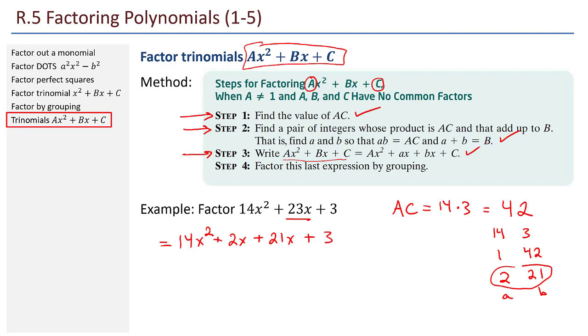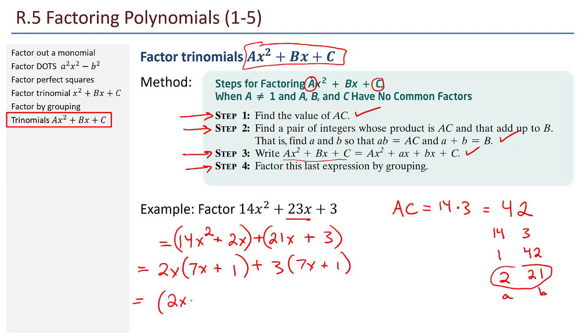All right, check. Step number 4. Factor this last expression by grouping. Well, let's give it a try. I will group the first two terms, group the last two terms. What can I pull out? I can pull out a 2 and an x, 2x. And that leaves me 7x plus 1. And from my next two terms, I can pull out a 3. And that leaves me with 7x plus 1. Oh, 7x plus 1, 7x plus 1. That's fantastic. So the answer is 2x plus 3 times 7x plus 1.